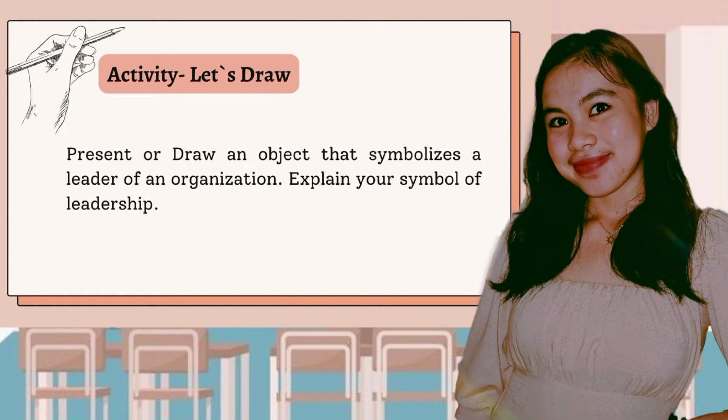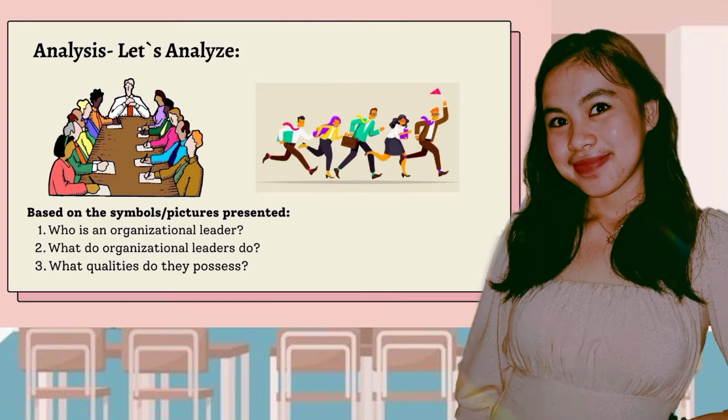Now, before we go deeper into our lesson for today, let us have an activity first. Let's draw. Present or draw an object that symbolizes a leader of an organization. Explain your symbol of leadership. Presented here are two pictures of an organizational leader. Now, from these two pictures, let's analyze. Based on the symbols or pictures presented, here are the three guiding questions we should answer. First, who is an organizational leader? Second, what do organizational leaders do? Third, what qualities do they possess?